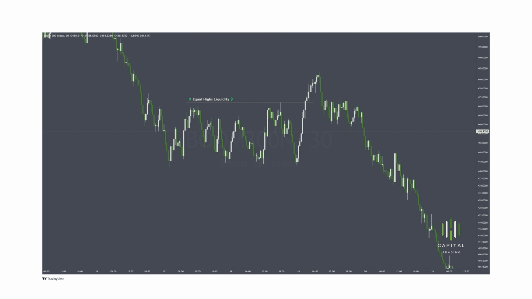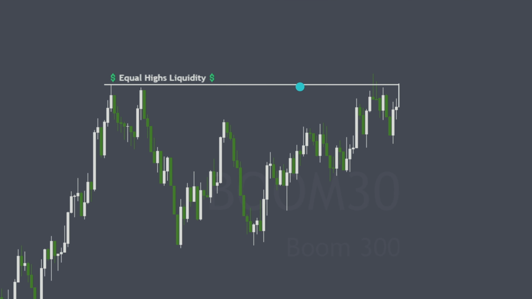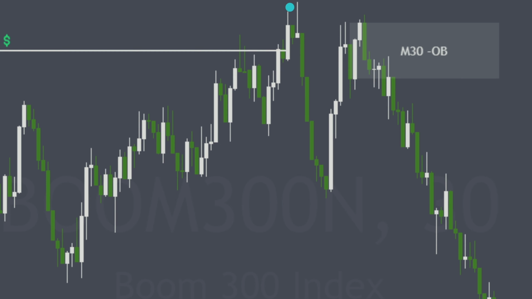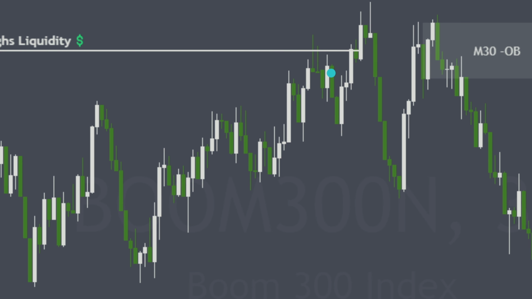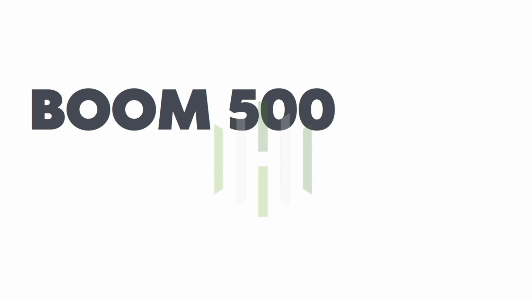Now let's look at the last chart. We had 1, 2, 3. So what price did is reach into this liquidity with this candle over here, right? So that's how you'd look into Boom 300 and liquidity. Now let's jump into Boom 500. This is our first chart.